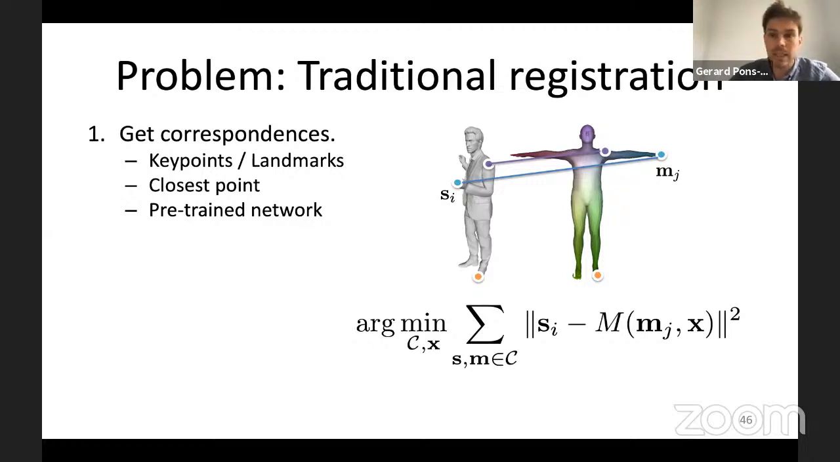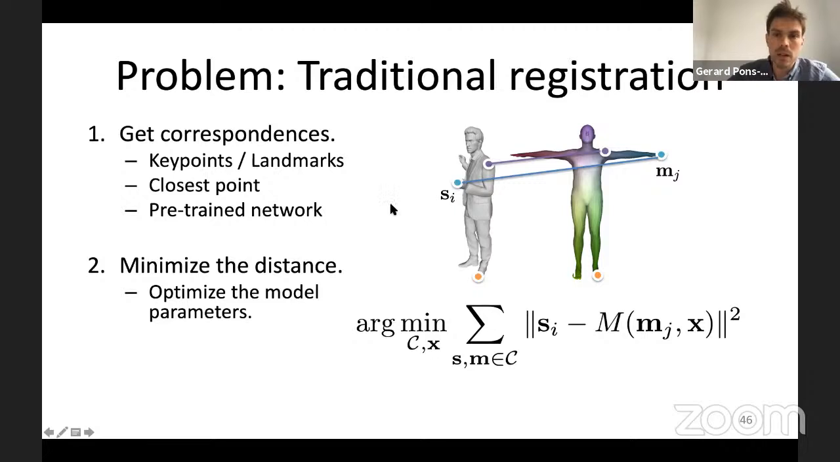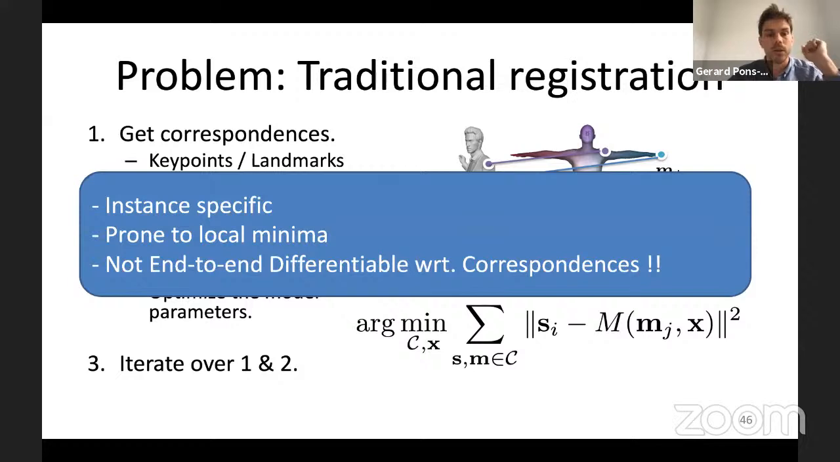And then, after finding these correspondences, you're going to minimize the distance between the scan points and the model points after transformation. You sum over the correspondences between scan points S and model points M the distance from the scan point S_i to the transformed model point M_j, transformed by a function M. In this case, this could be the SMPL function or a morphable model, whatever model you have that takes points in an untransformed space and transforms them with some parametric function. So that's what you typically minimize. And then you iterate between finding correspondences, deforming the model, finding correspondences, and so on.